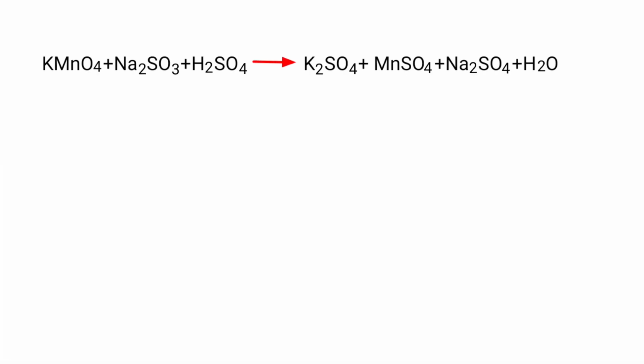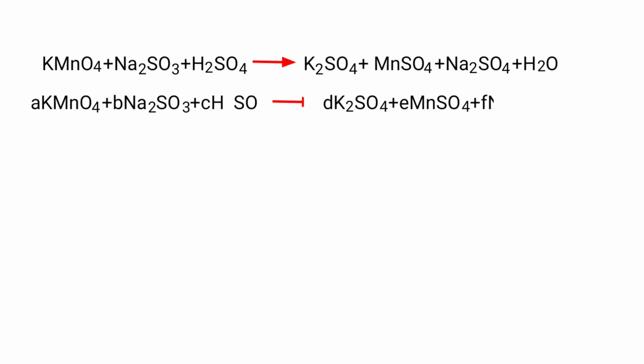First thing we do is give each compound a letter coefficient. A KMnO4 + B Na2SO3 + C H2SO4 gives us D K2SO4 + E MnSO4 + F Na2SO4 + G H2O.